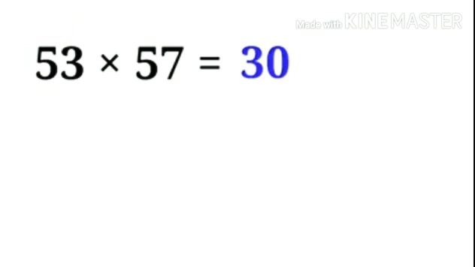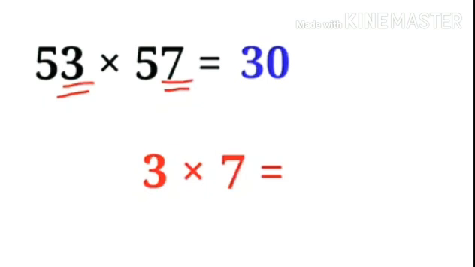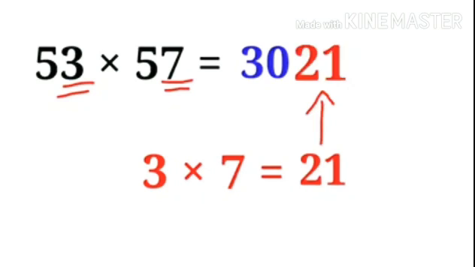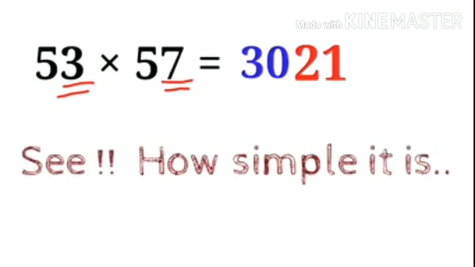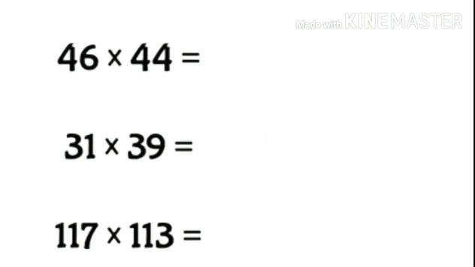And for the last two digits, all you need to do is multiply this 3 and this 7. 3 times 7 is 21, and you have the answer. The answer is 3021. See how simple it is. So what is 46 times 44?